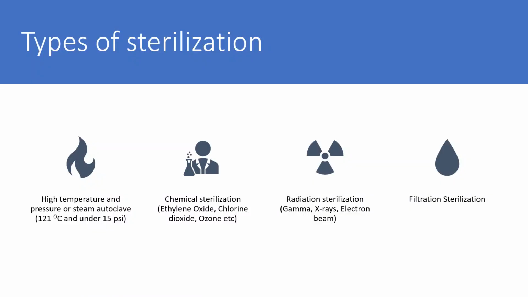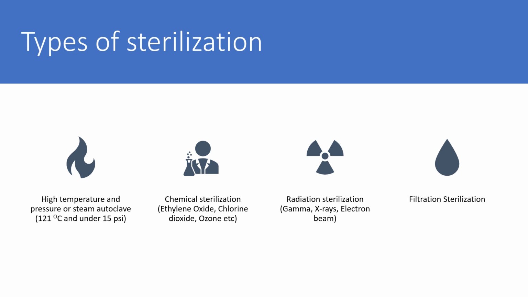Let's delve into the various types of sterilization methods used in pharmaceutical science to ensure the safety and efficacy of medical products. Firstly, we have high temperature and pressure sterilization, often carried out using a steam autoclave. This method involves subjecting the items to high temperatures, typically 121 degrees Celsius, and pressure, under 15 psi. The combination of heat and pressure effectively kills microorganisms, ensuring thorough sterilization of the materials.